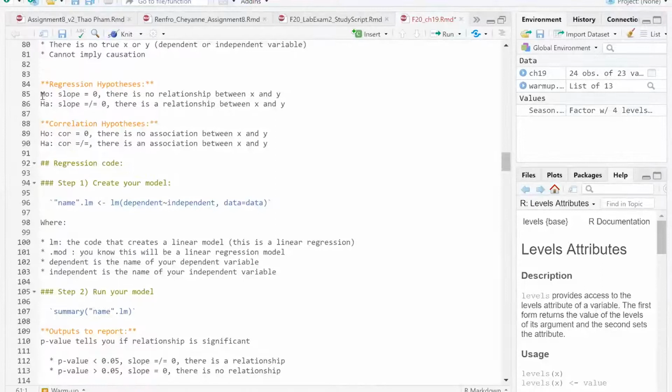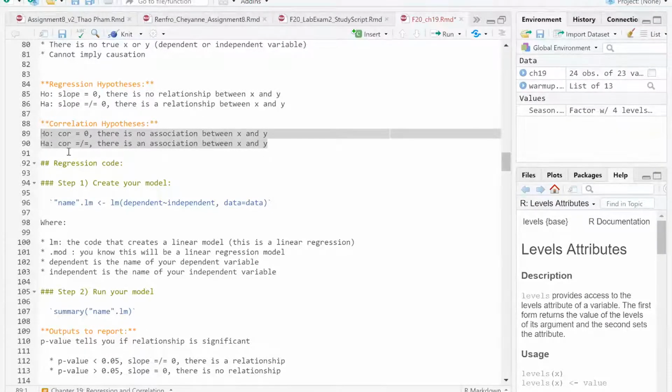So again, our hypotheses for the regression are that the null hypothesis is that our slope B equals 0, meaning there is no relationship between X and Y. Our alternative is that the slope is not equal to 0. It's either greater than 0 or less than 0, meaning there is a relationship between X and Y.